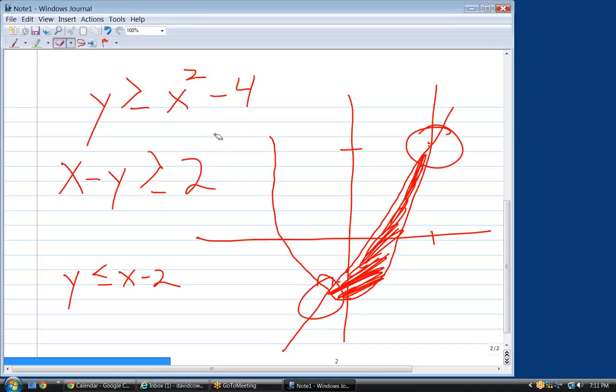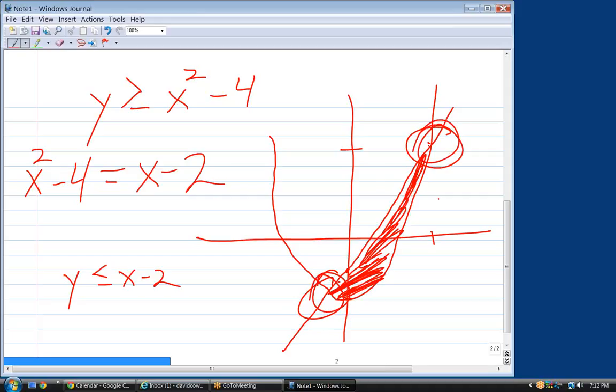Set them equal to one another. In other words, you get intersections when this function is equal to this function. So if I set x squared minus 4 equal to x minus 2, I'm going to come up with this point and this point. Because when they cross, one is equal to the other. Now I have to solve this.